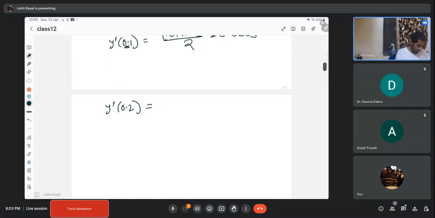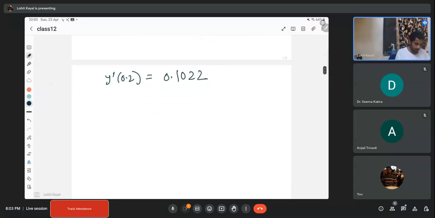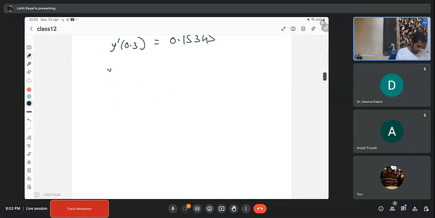So I am writing the answer directly. It will be, just do it. You will find it will be 0.1022, and y prime 0.3 will be 0.15345. Okay. Now first we need to calculate a predictor term y 0.4 at predictor.